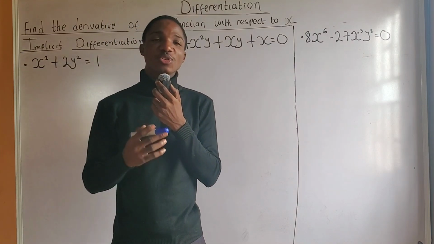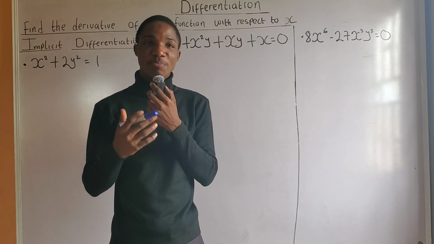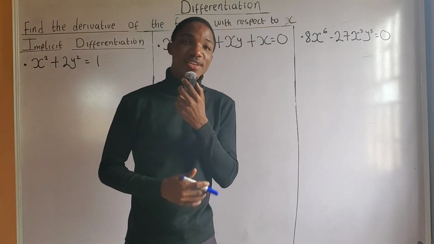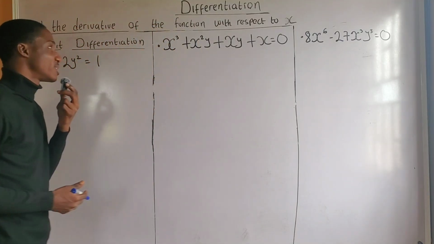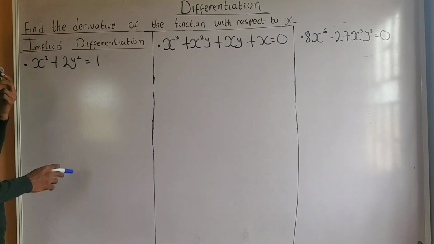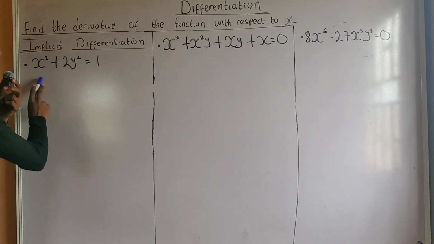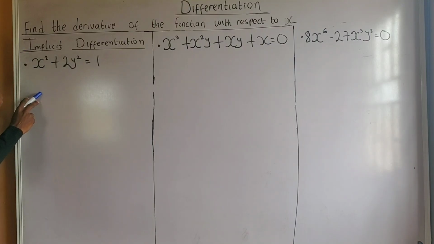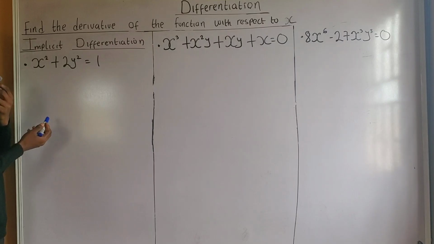In this class, we're going to learn how to differentiate an implicit function. Okay, let's consider the question that we have on the board. We are asked to find the derivative of this function with respect to x. Please pay attention. The first thing that you need to do is to identify the variable that you have in this equation.